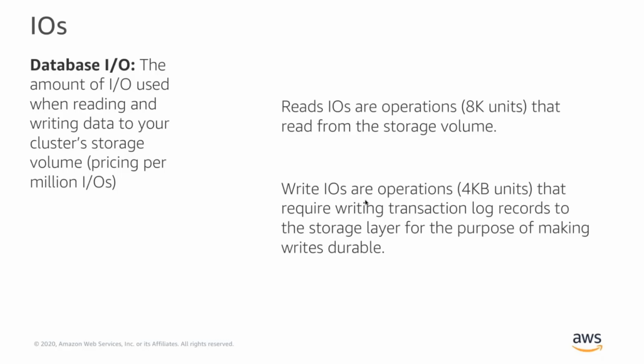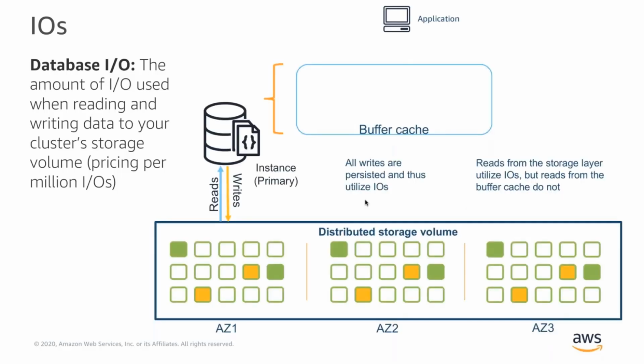So you get charged for the I/Os you write to the storage layer, right? So reads from the storage layer and writes, and then that count is basically divided by a million and multiplied by 20 cents per unit. So that's how I/Os are charged. And we're going to get into more detail on how databases work with I/Os a little bit later in the presentation.